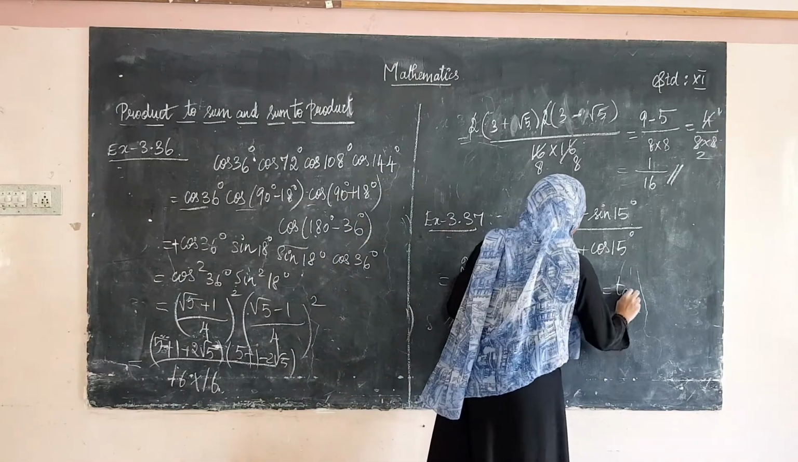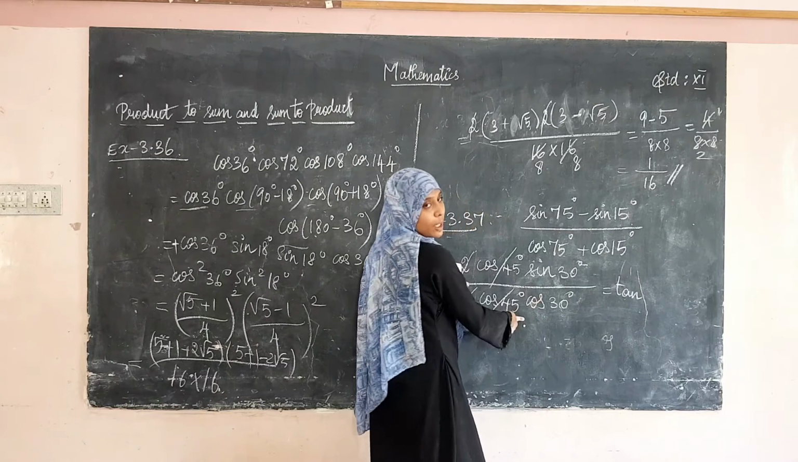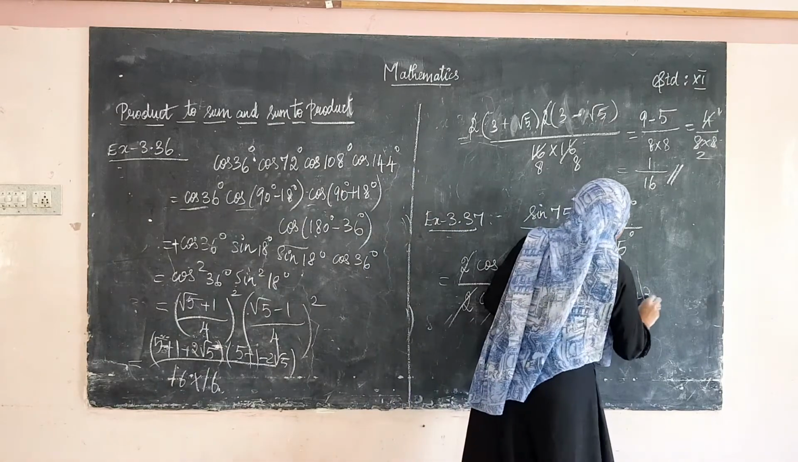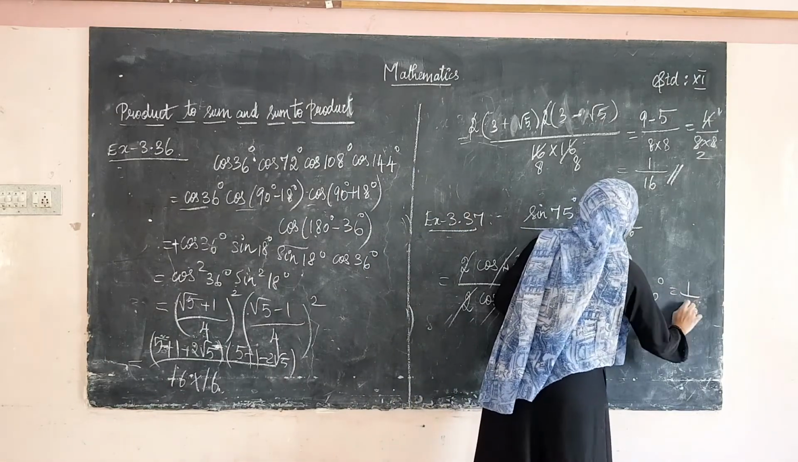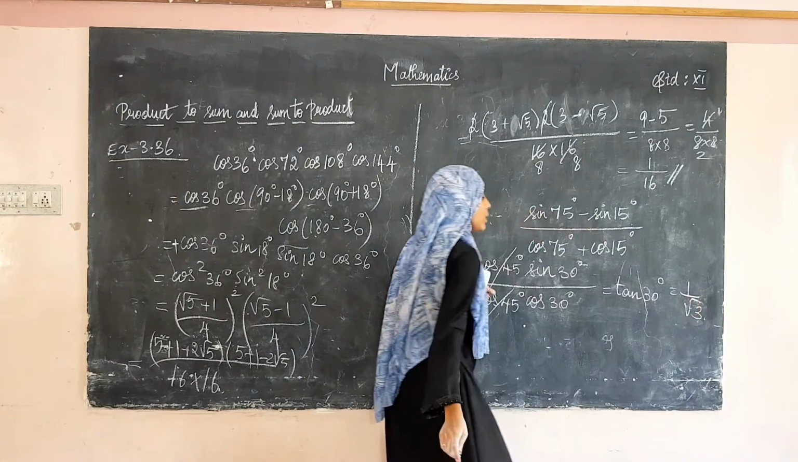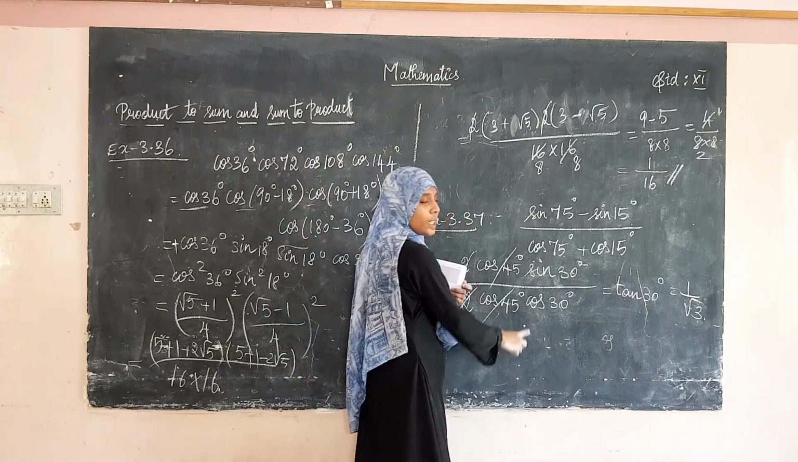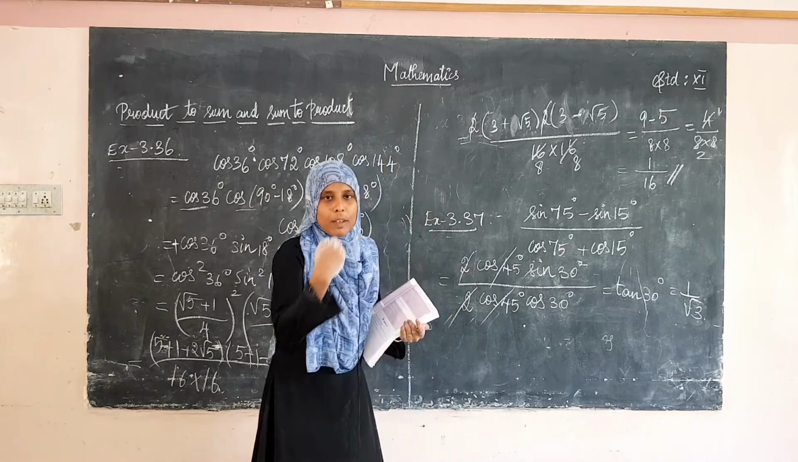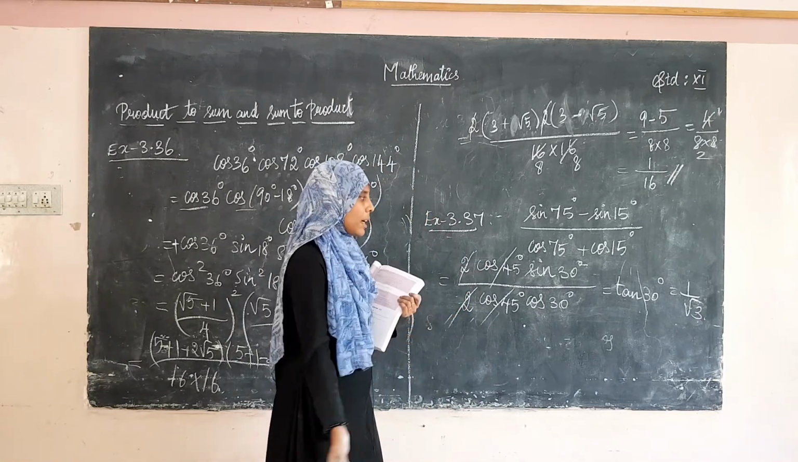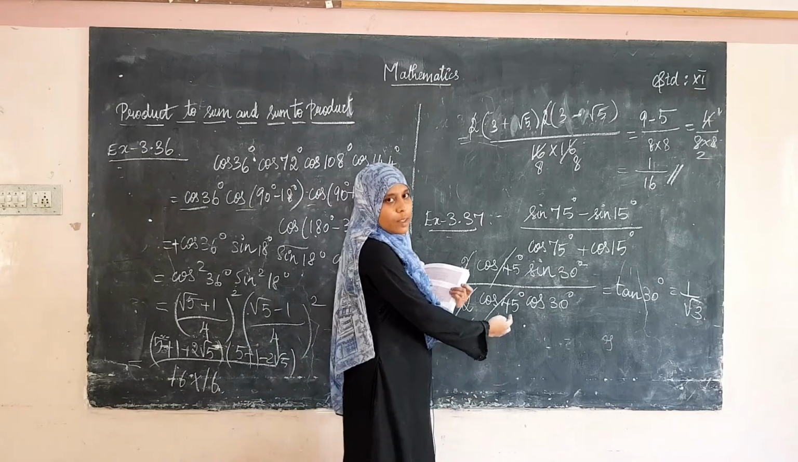So either you can use this method: sin theta divided by cos theta is tan theta, tan 30 degree. So the answer is 1 divided by root 3. Otherwise, you can use another method: sin 30 degree value is 1 by 2, cos 30 degree value is root 3 divided by 2. 1 by 2 divided by root 3 by 2 is 1 divided by root 3. So either way you can get the answer.